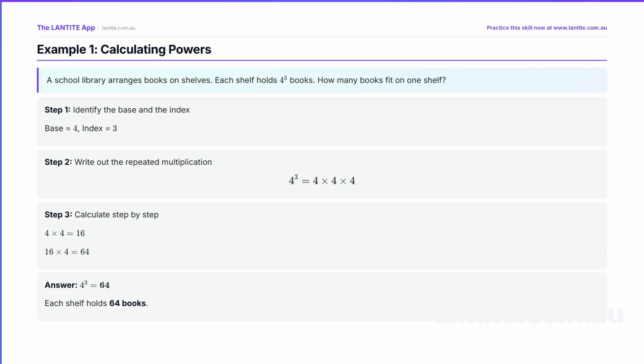Let's work through an example. A school library arranges books on shelves, and each shelf holds 4 cubed books. How many books is that? First, identify the base and the index. The base is 4 and the index is 3. Next, write out the repeated multiplication. 4 cubed means 4 times 4 times 4. Now calculate step by step. 4 times 4 is 16. 16 times 4 is 64. So 4 cubed equals 64, and each shelf holds 64 books.